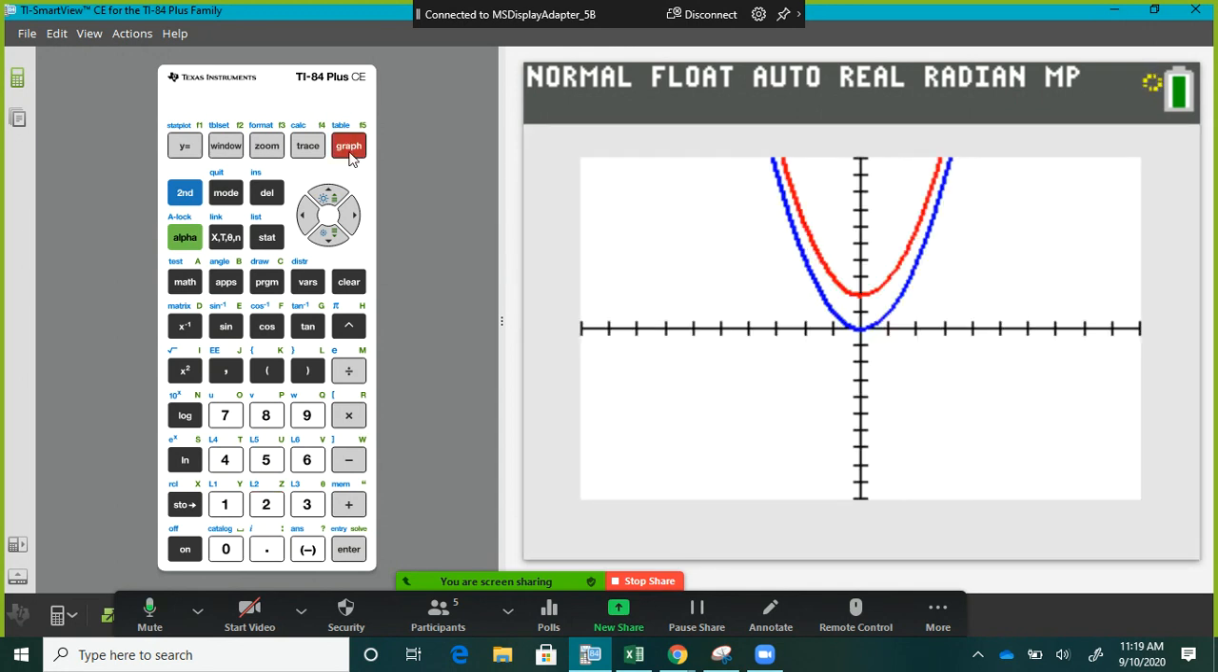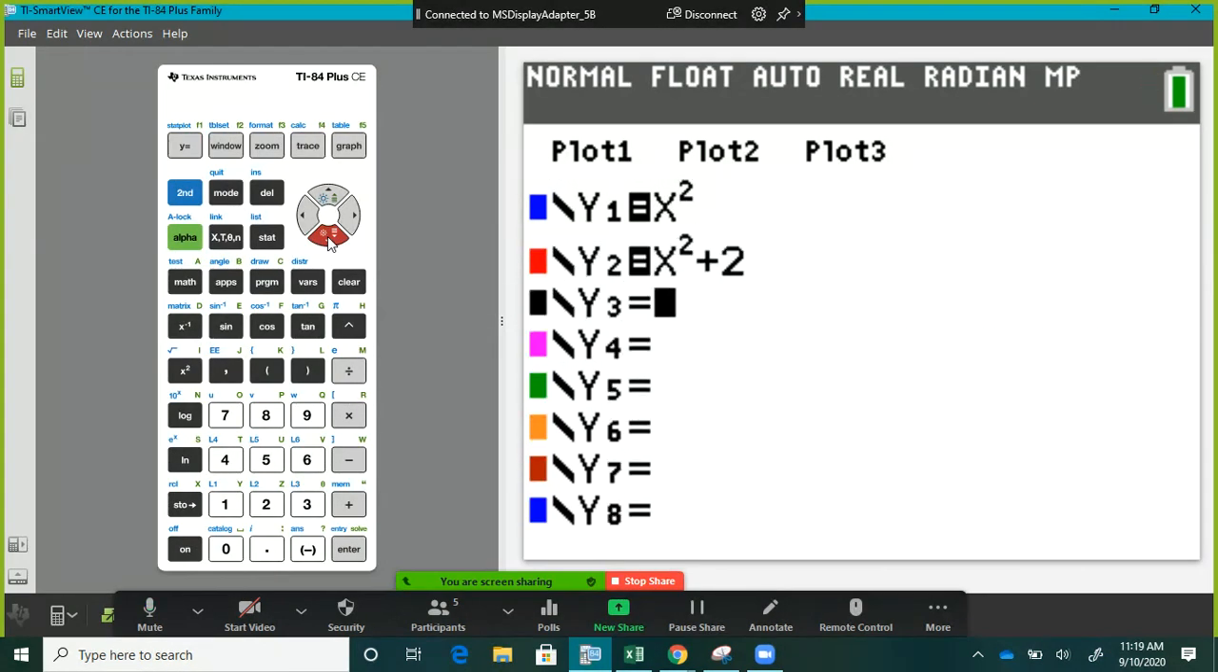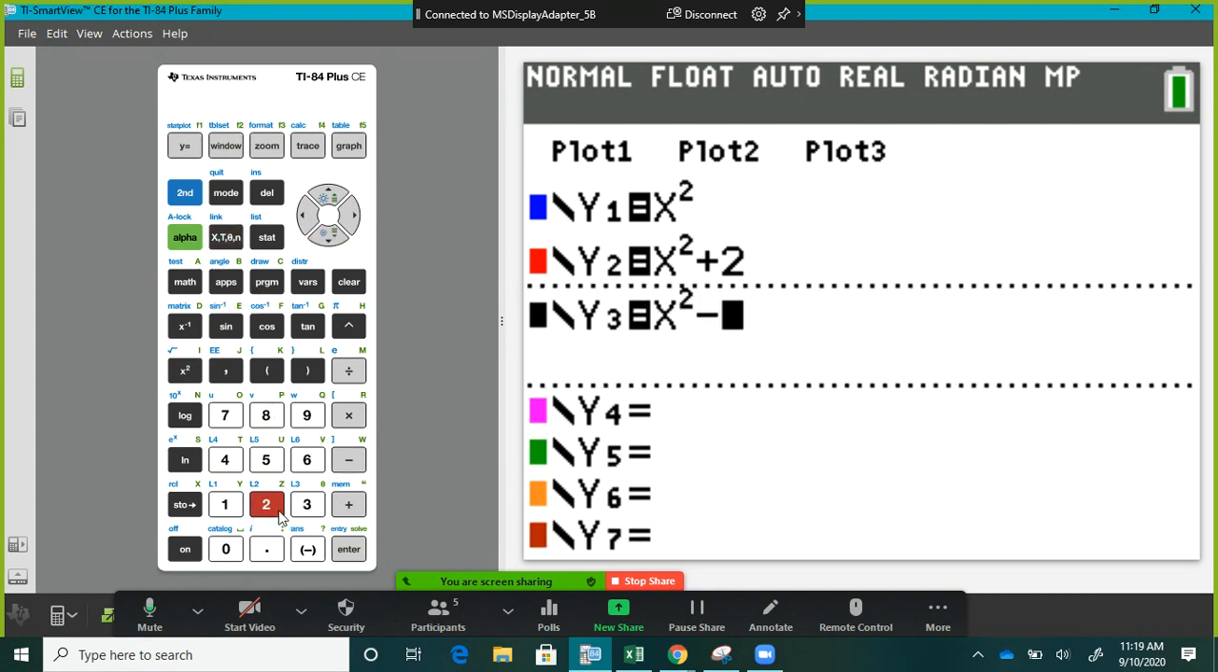And you can see what happens. It shifts it up. This is something that's going to stay true for all these parent functions: if we have the parent function and we simply add a number to it, it shifts. Adding a number shifts every point on that graph up 2 units. So we can guess what would happen if I subtracted 2, if I had x squared minus 2. Well, if I added 2, it shifted it up 2 units from the parent function.